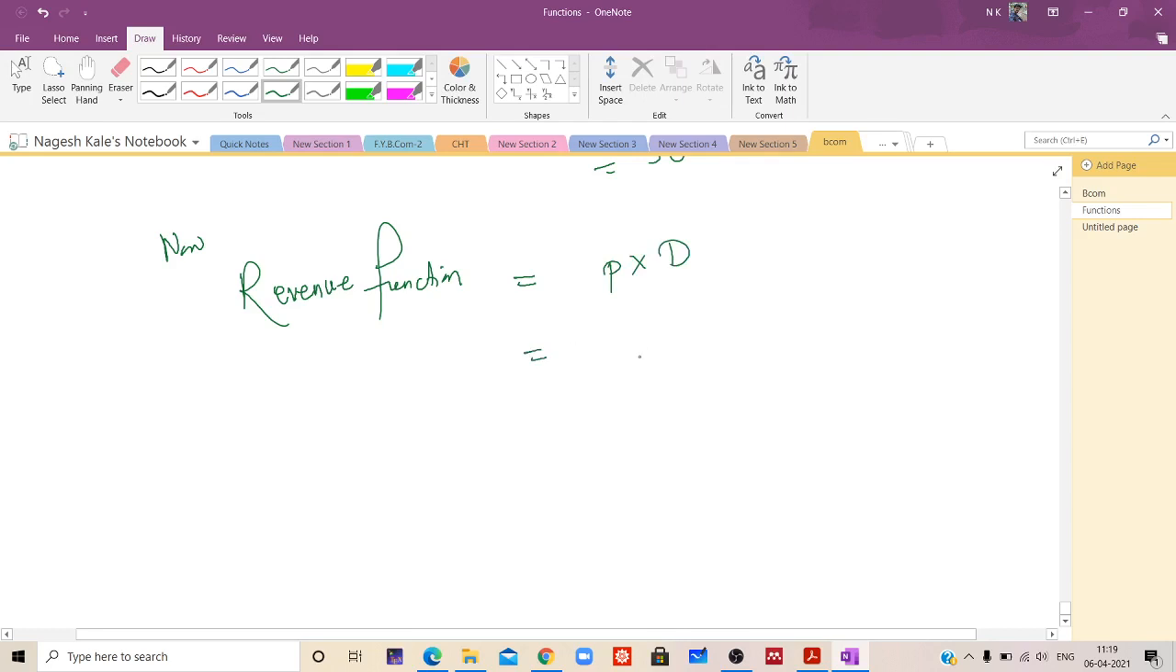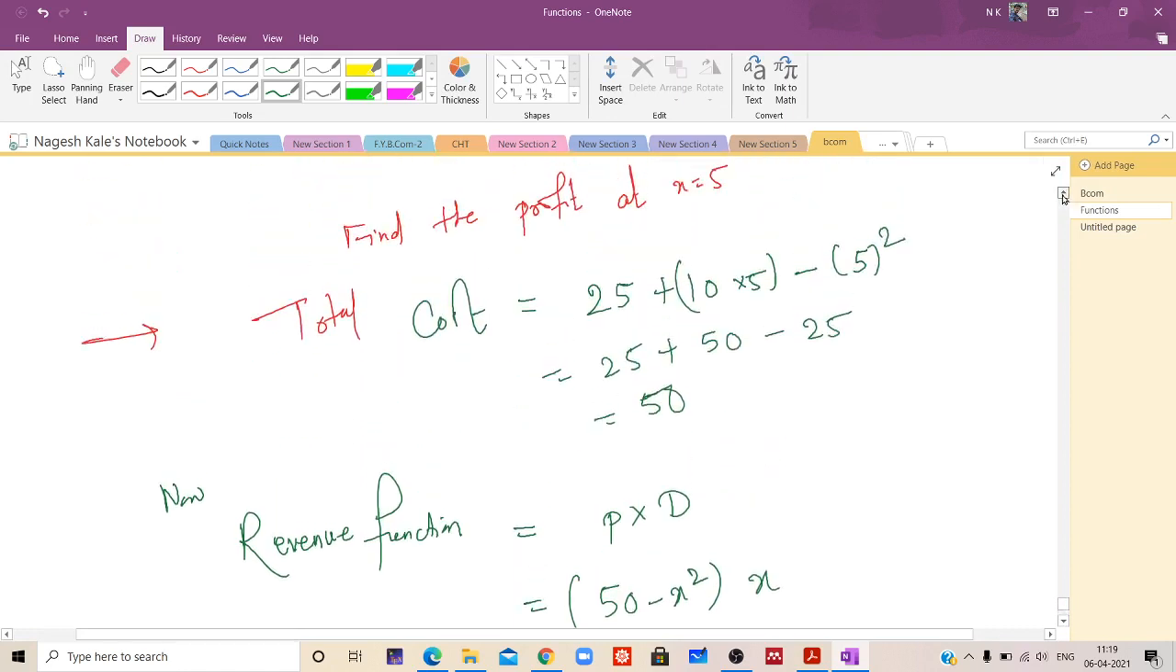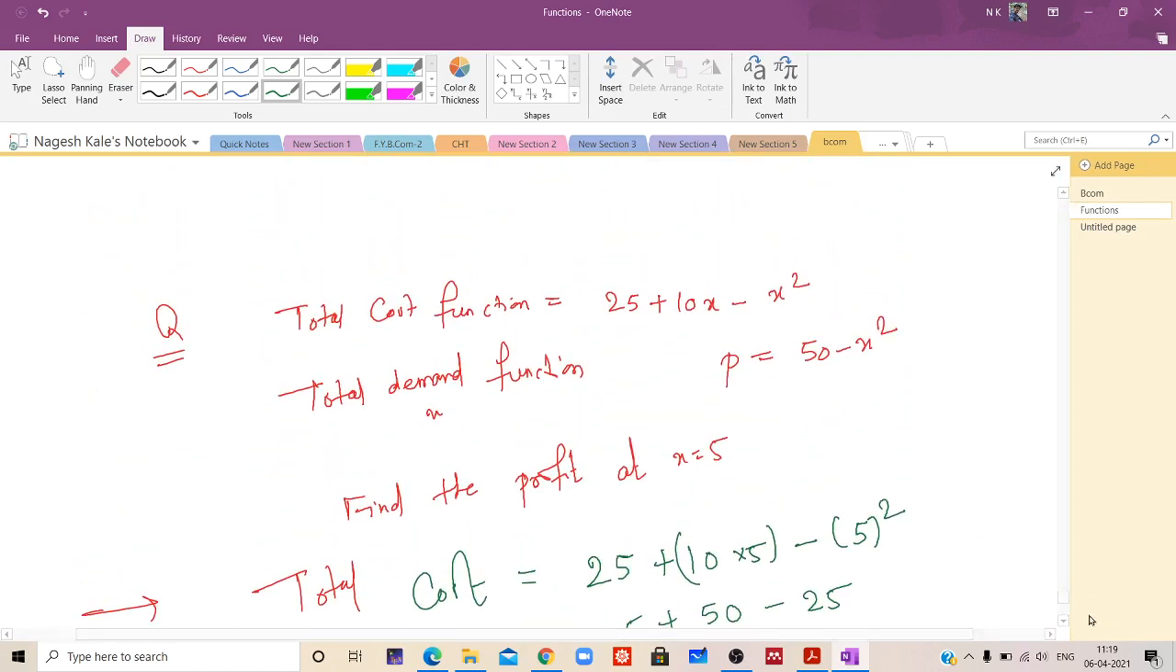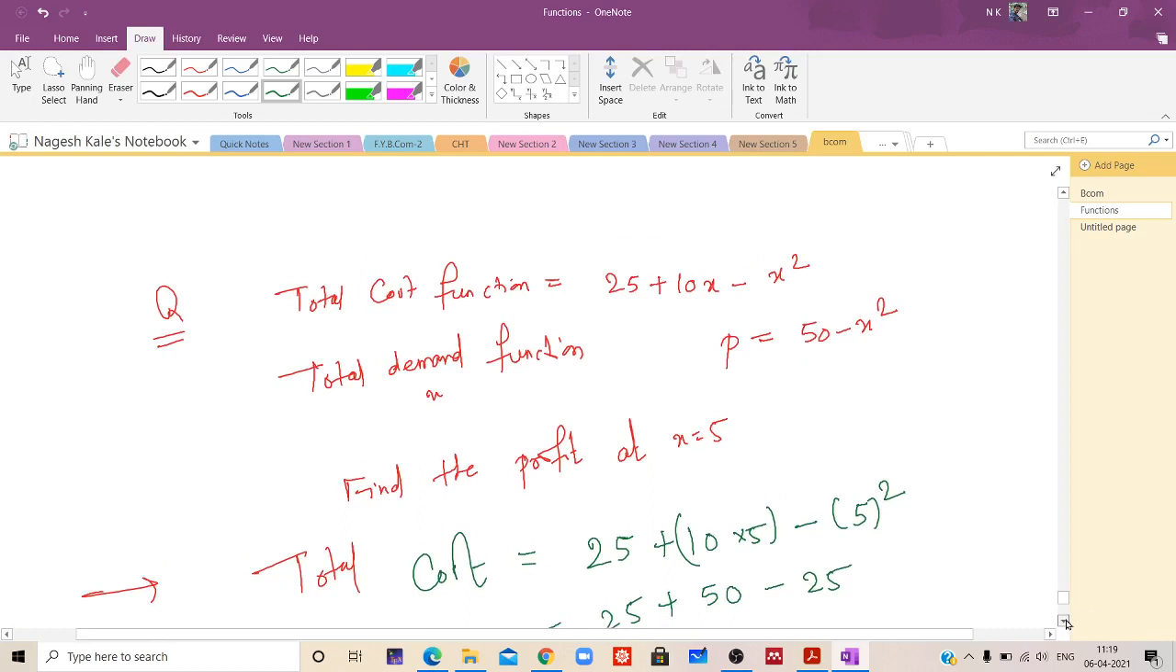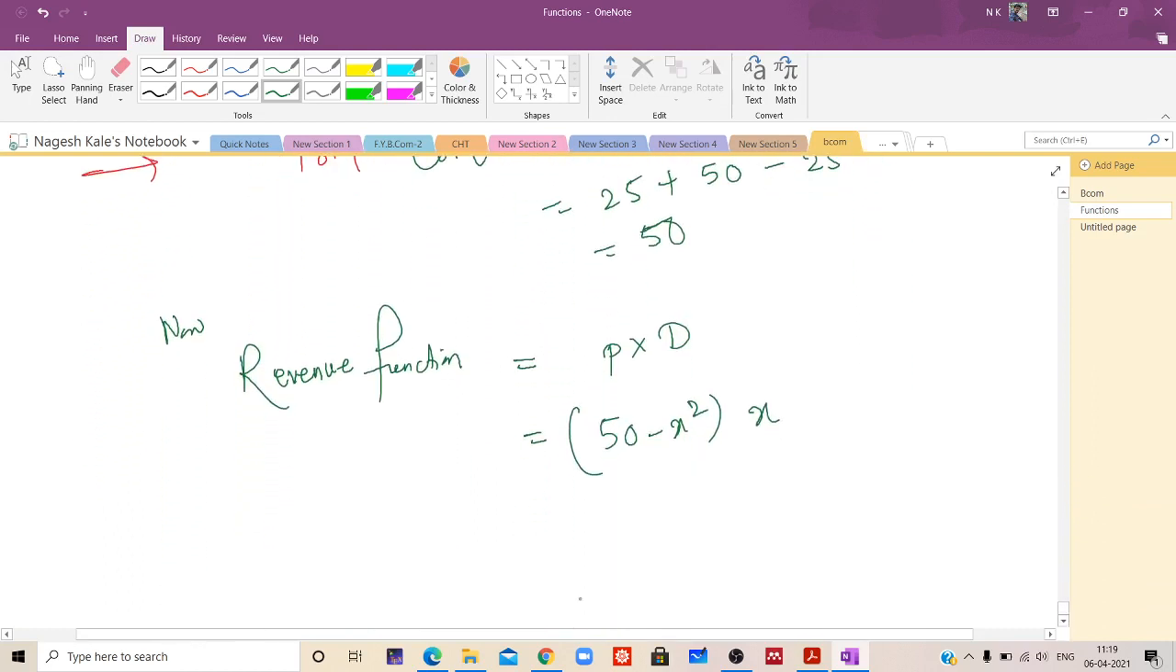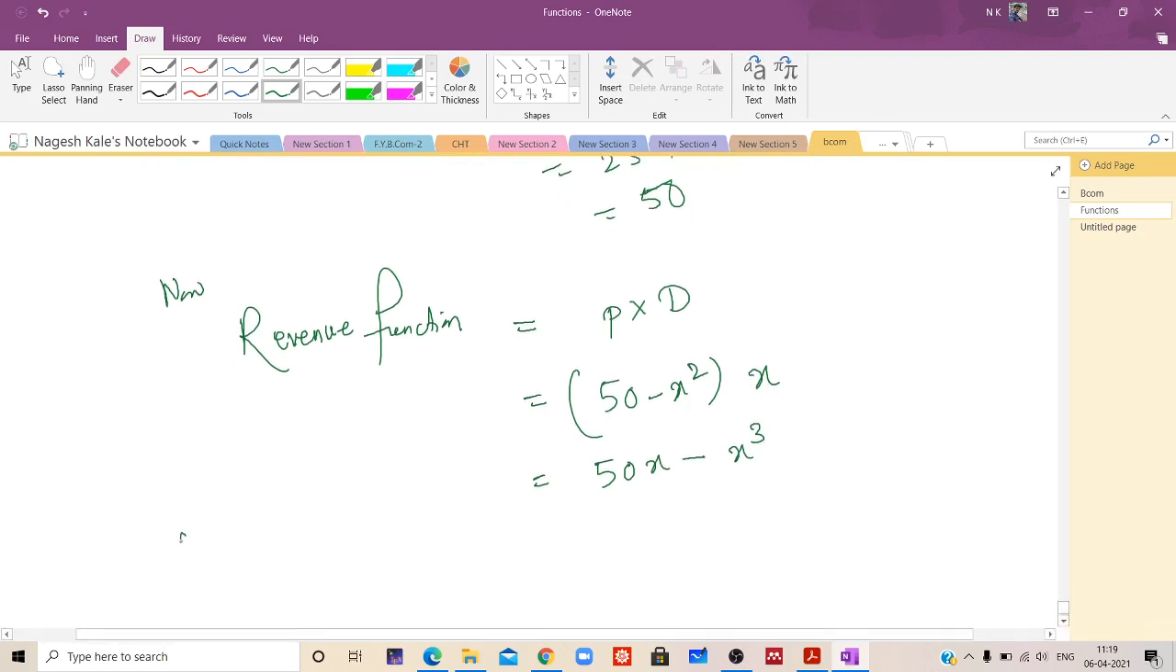Price is given, 50 minus x square, right, and demand is x, so we multiply this by x. Let me just check whether the price is correctly written. Yes, 50 minus x square. So price is 50 minus x square multiplied by demand, that is x. So the answer will be 50x minus x cube. Okay, 50 into x, minus x square into x means x cube. So that is your revenue function. And now calculate total revenue at x equal to 5.